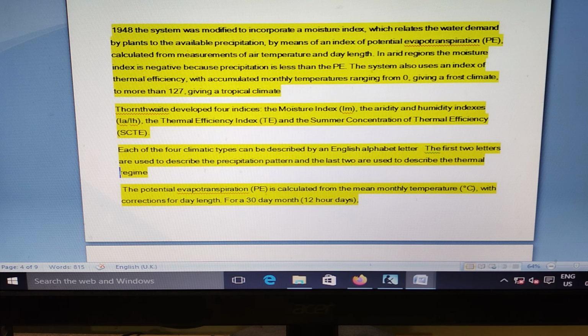In 1947, the system was modified to incorporate evapotranspiration. It developed new indices called the moisture index, aridity and humidity index, thermal efficiency index, and summer concentrated thermal efficiency. Each of the four climate types can be described with English alphabet letters. The first two letters describe the precipitation patterns, and the last two letters describe the thermal regime. The potential evapotranspiration is calculated from the mean monthly temperature with correction for day length, for a 30-day month, 12 hours per day.